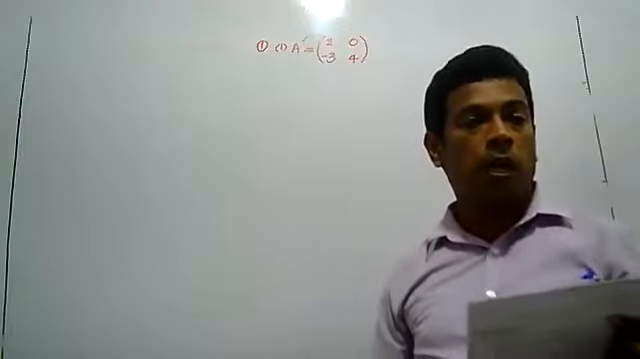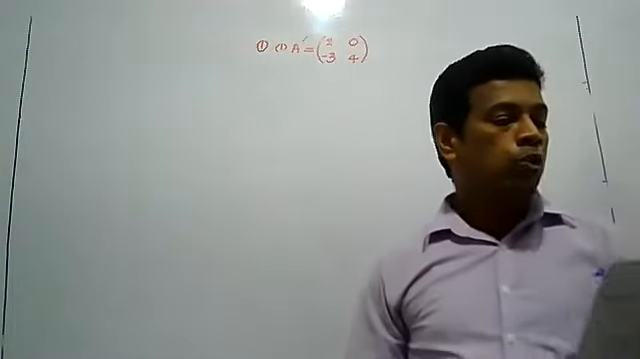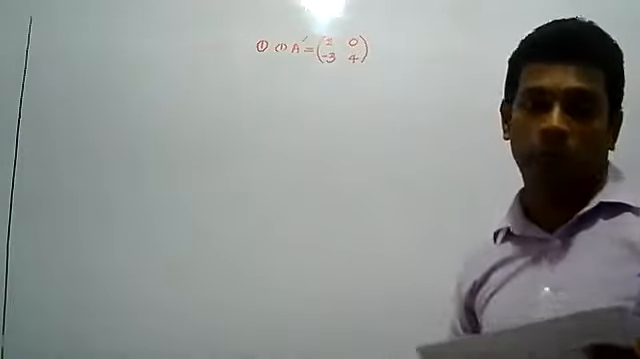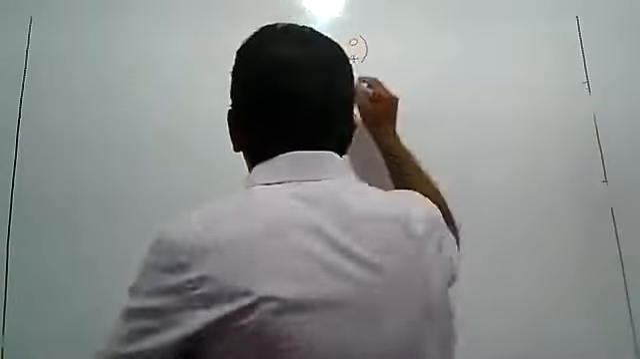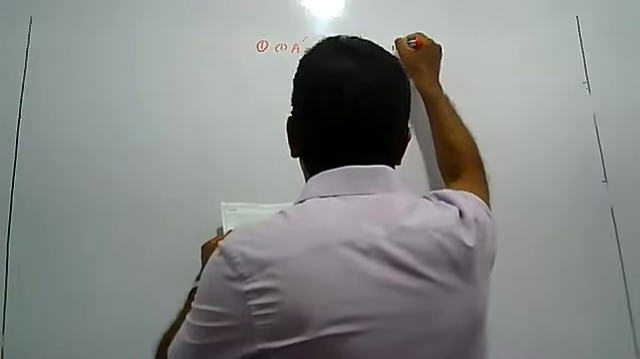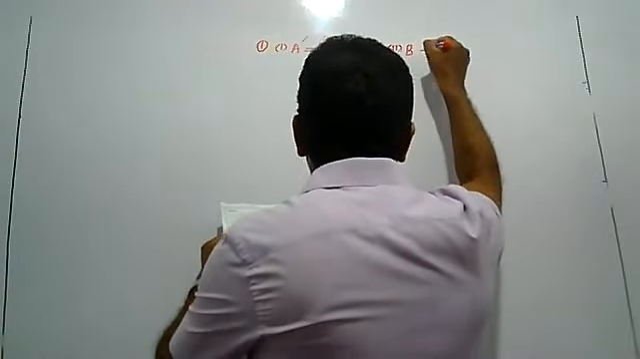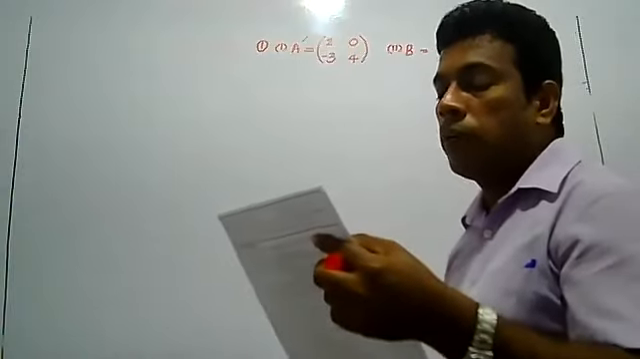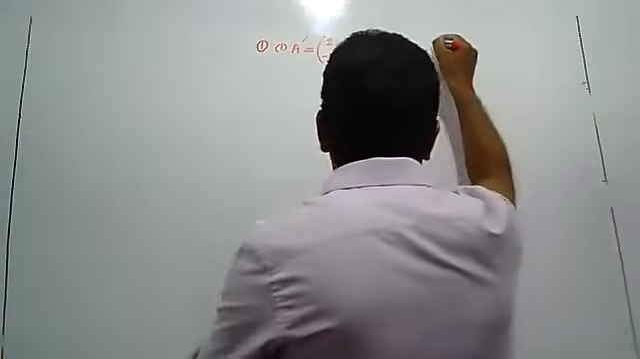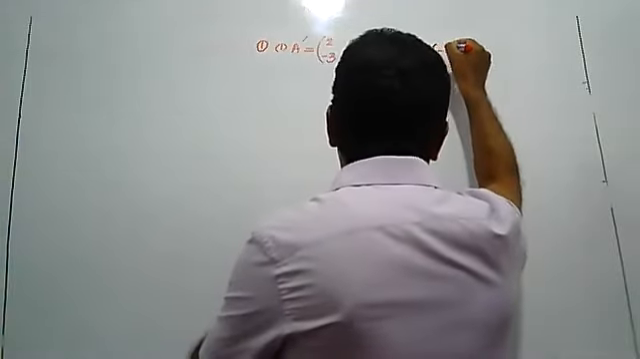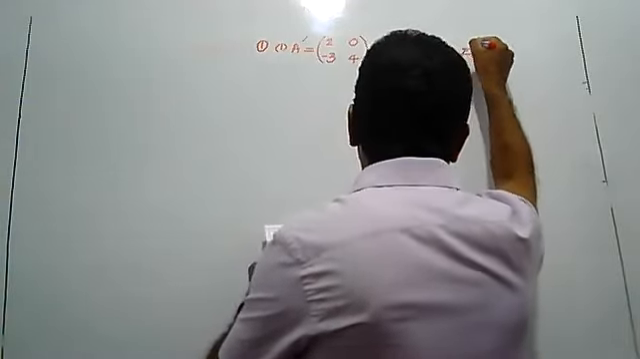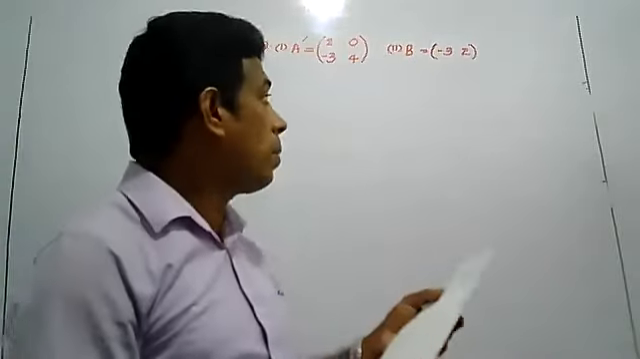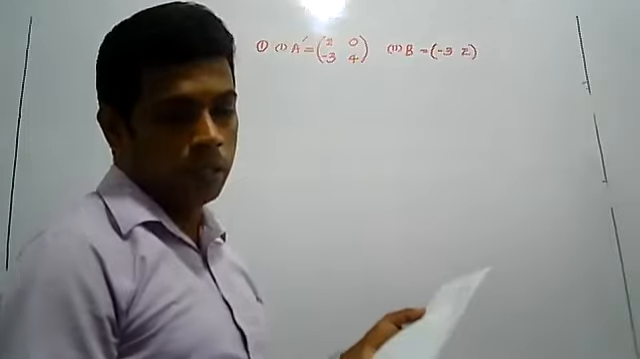Matrix A dash means the transpose of matrix A. 2, minus 3, 0, 4 become 2, 0, minus 3, 4. Second example, matrix B. Matrix B is a column matrix. Then, when you write the transpose of a column matrix, it becomes a row matrix. So, the transpose of matrix B is a row matrix.